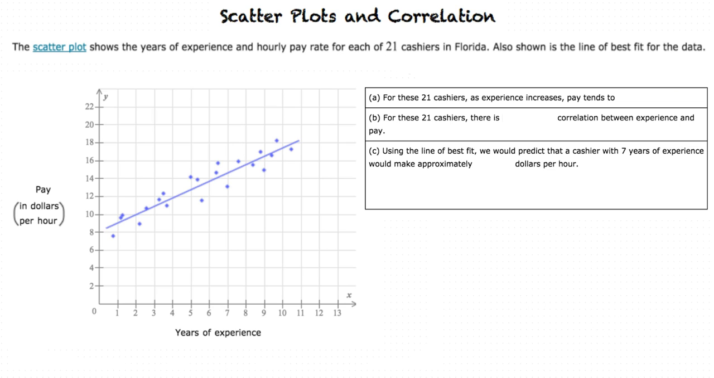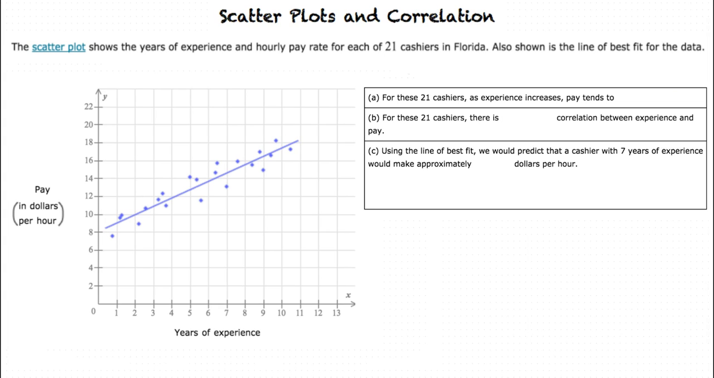I'm not really sure if I understand how I'm supposed to be getting the answers to these questions just by looking at the graph. How do you read a scatter plot? That's a great question. Let's first look at the x and y axis.